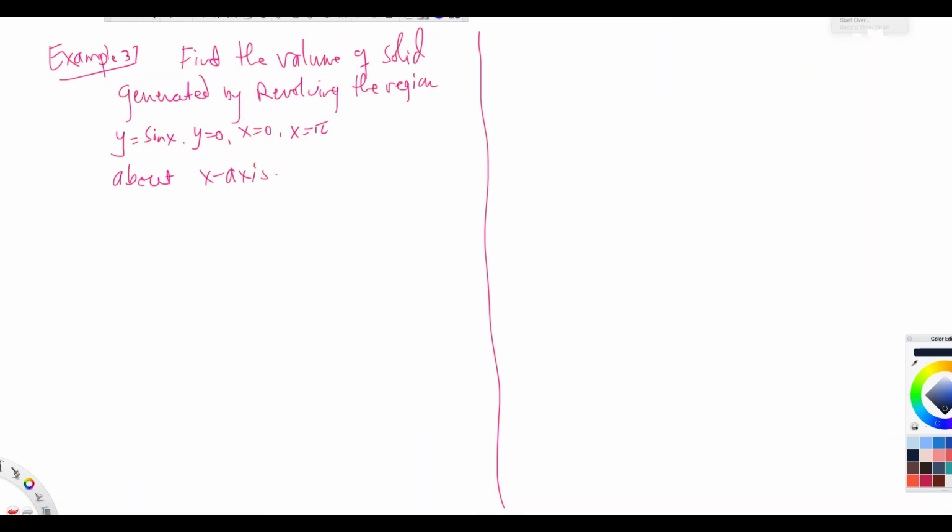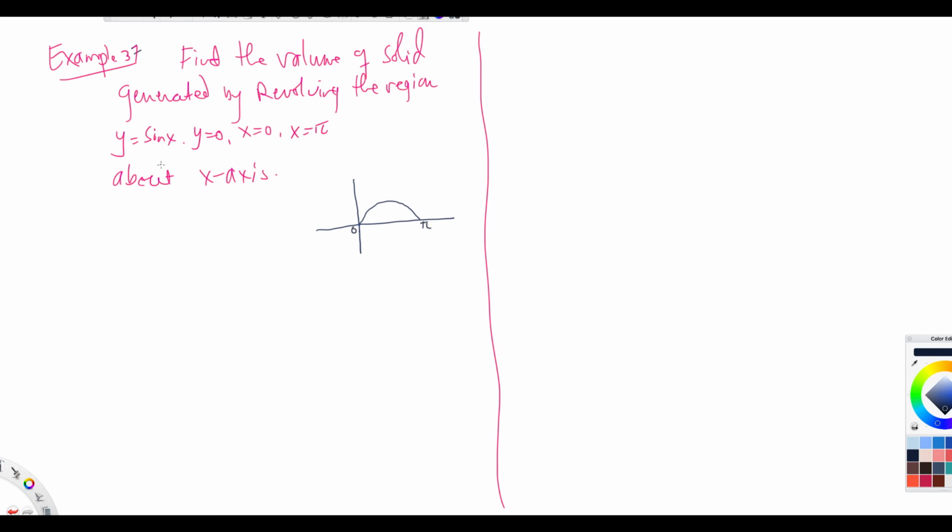The last example here is question number 37 from the book. It says find the volume of the solid generated by revolving the region y equals sine x, y equals 0, x equals 0, and x equals pi. So how does y equals sine x look like? Y equals sine x looks like this, right? It will go like this, and then it will go like that. It keeps doing that in both directions, right? So this is 0, this is pi.